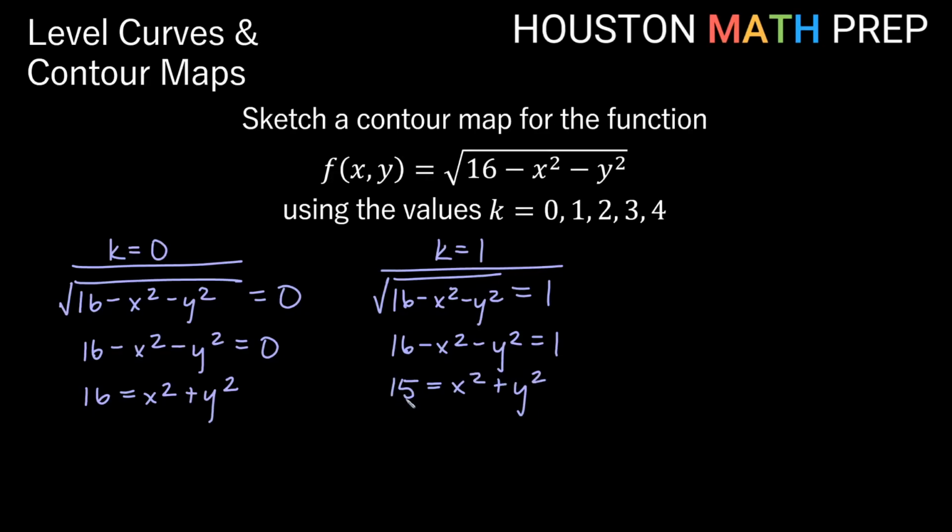Very similar to before, we have a circle that's centered at 0, 0. The radius is not quite 4, it's a little bit smaller than 4. This is going to be 3 point something, right, with the square root of 15 here being our radius. Let's move on to the next one.